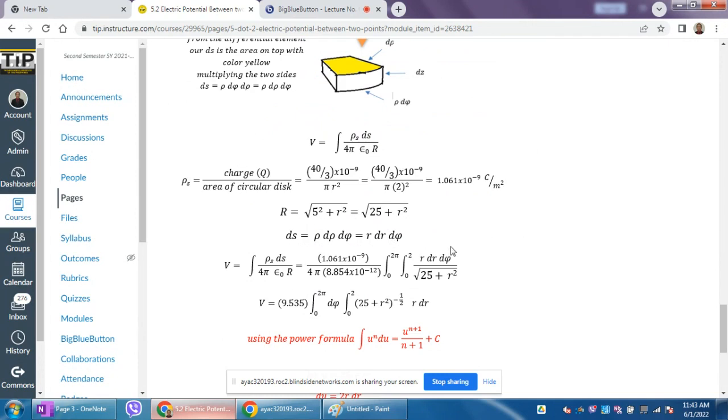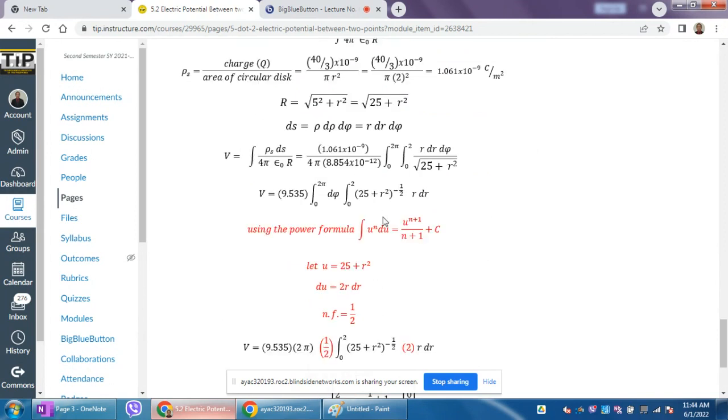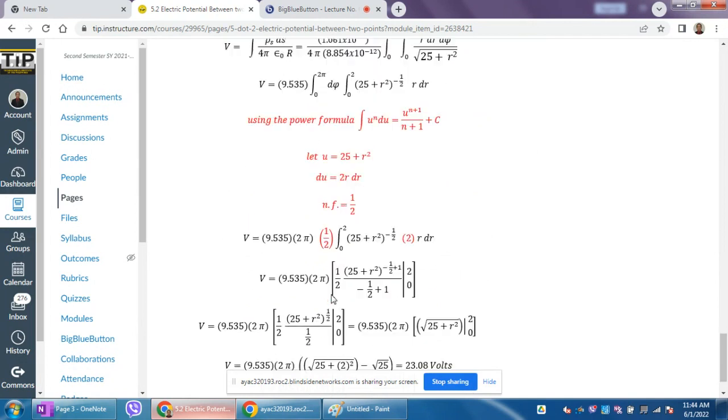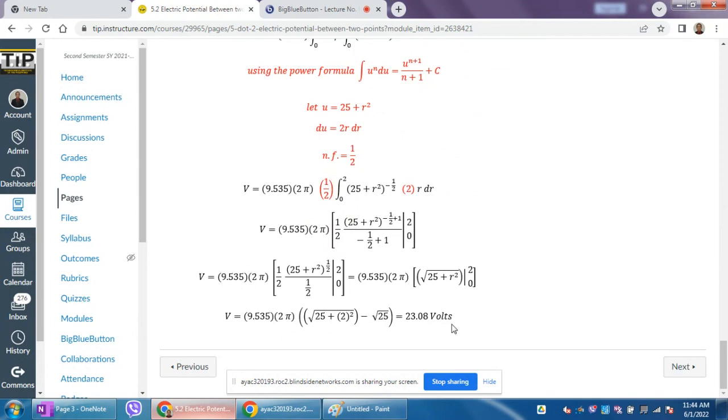Tapos, substitute ulit sa formula. So, with respect to r, with respect to p na po. Simplify mo lang ulit yung constant. Evaluate mo yung integral ng dt from 0 to pi. Tapos, evaluate mo yung square root of 25 plus r squared, ginawang fractional exponent. So, syempre, nilagay sa numerator, nag-negative 1/2. Power formula pa rin po yung gamit doon. Ito naman po, nilagay ko yung power formula. And then, simplify. Okay? And then you have the value, 23.08 volts.